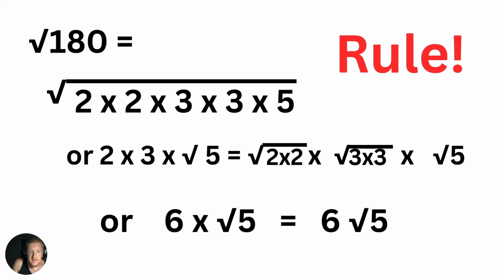6 root 5 is exactly the same as 6 times square root of 5, because that's the, well, I can't remember the word for that, but 6 times square root of 5 is exactly the same as 6 root 5. So keep that in mind. Default. That's it. That's the word I was looking for. 6 root 5 is a default of 6 times square root of 5. So that's why we don't put the times in the middle.